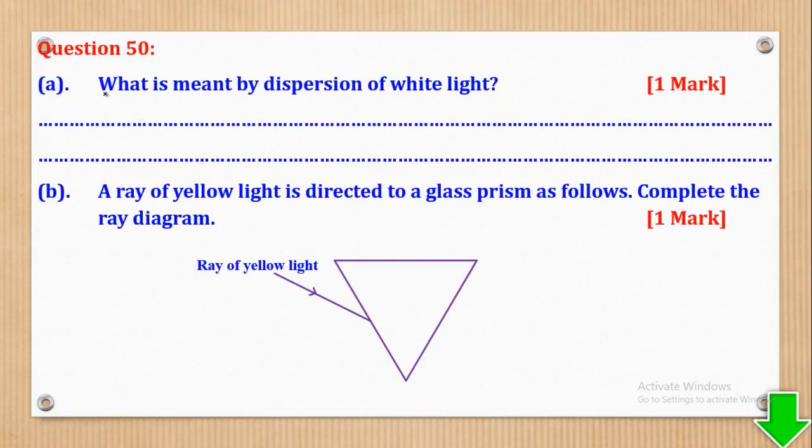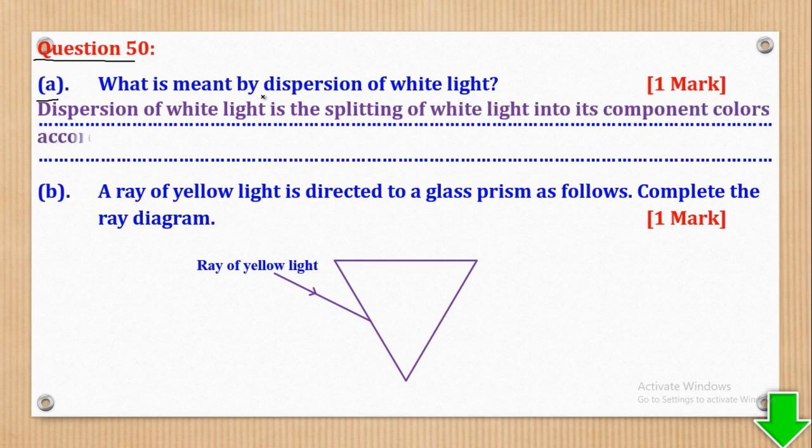That was question 49, now we shall go to question 50, and part A says, what is meant by dispersion of light? So you say that dispersion of white light is the splitting of white light into its component colors according to wavelength. Now we shall go to part B.